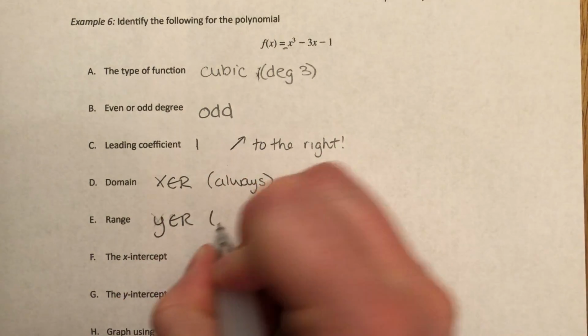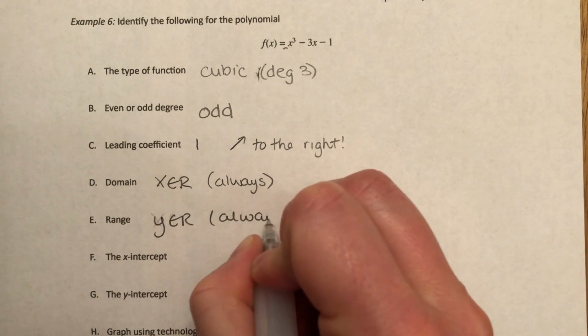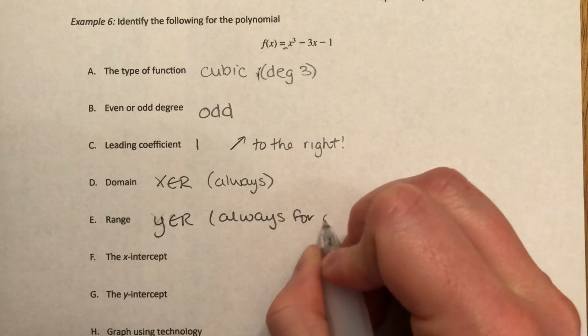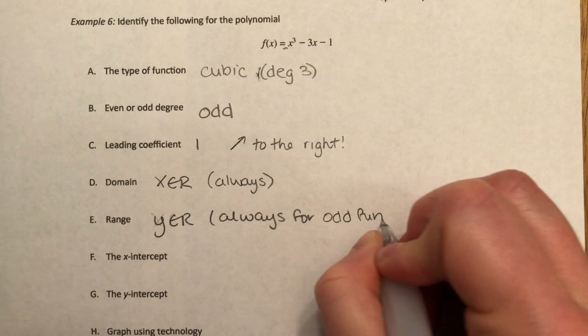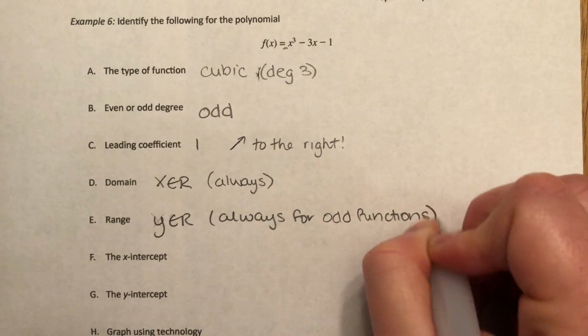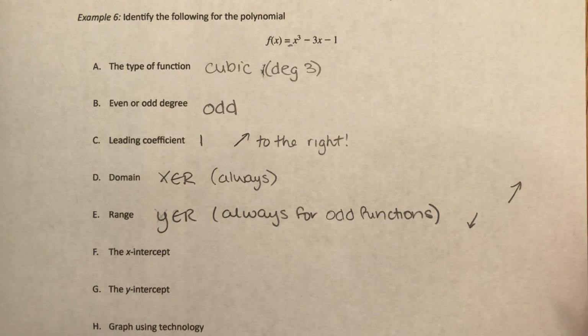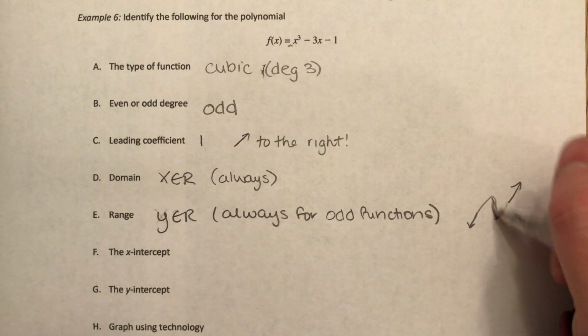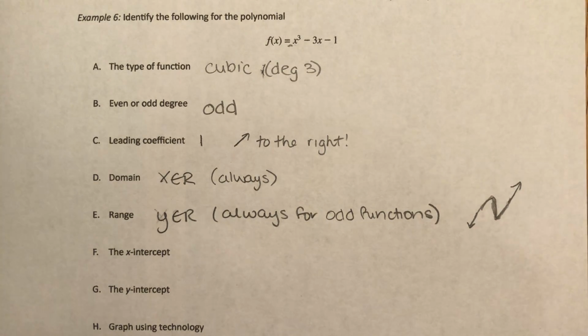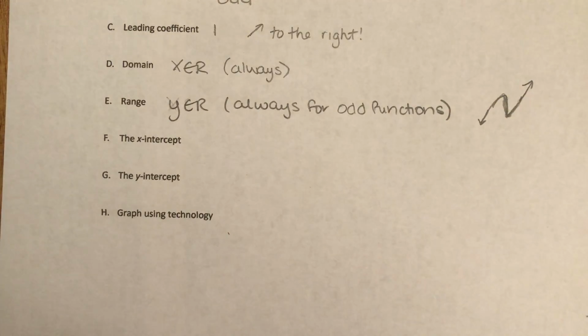Y is going to be all real numbers, and that's always true for odd functions. One end is going to go up, one is going to go down, so it's going to hit kind of like that, right? So it might look like that somehow. It got a little bit slanty, whatever. Yeah, like that.